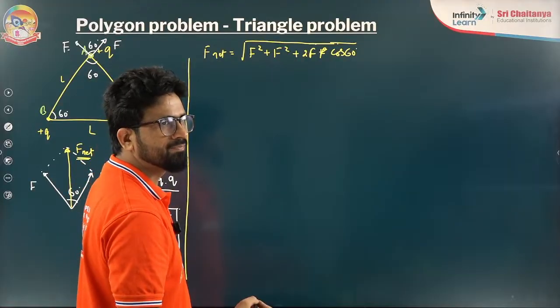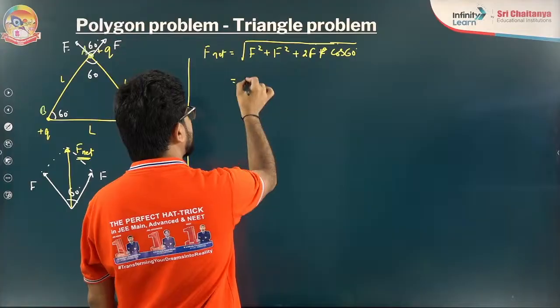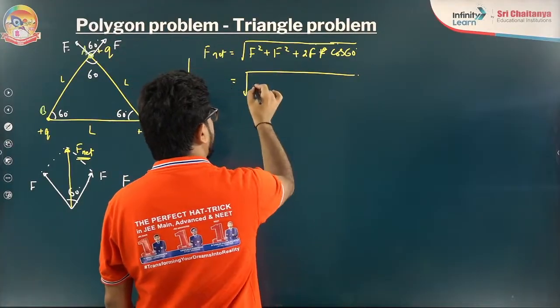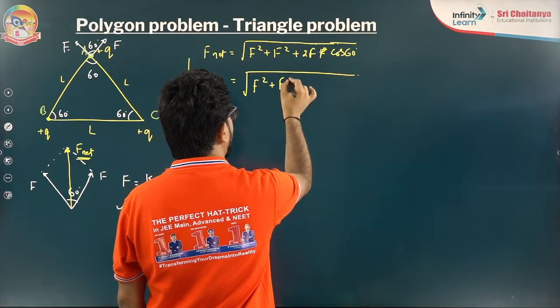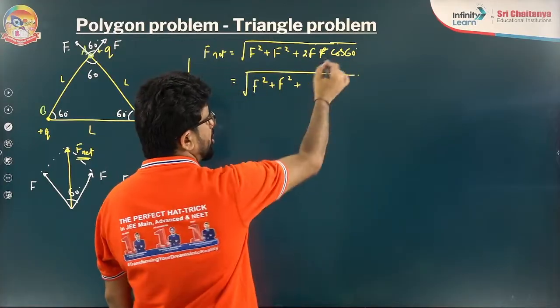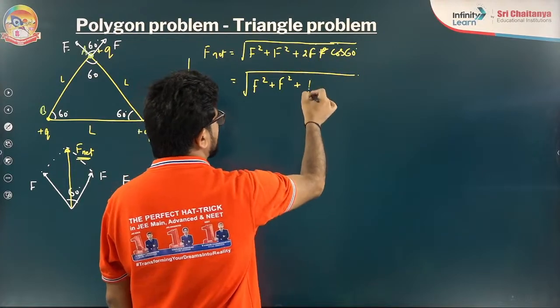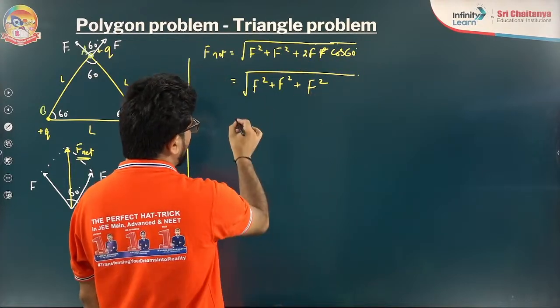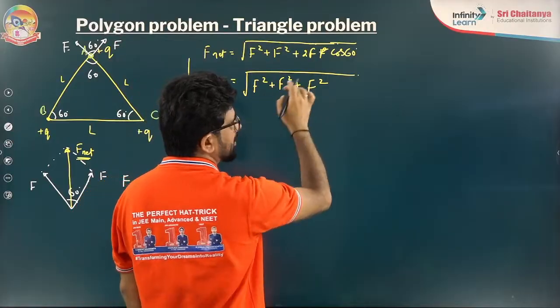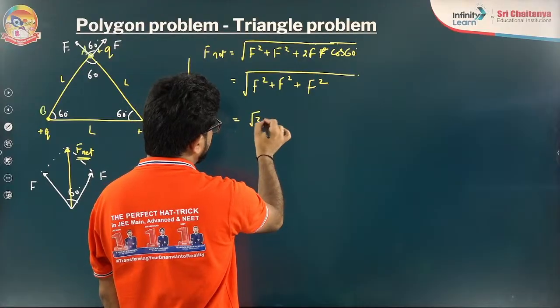Please understand. Now focus here. Under root, this is F square plus F square plus 2 F into F, and cos 60 is 1 by 2, so the 2 cancels. That is also F square. So this becomes how much, beta? F square plus F square plus F square, 3F square. Under root, that means this becomes root 3 into F.